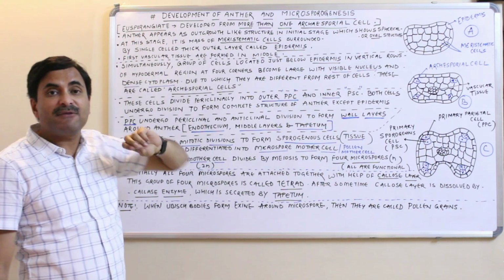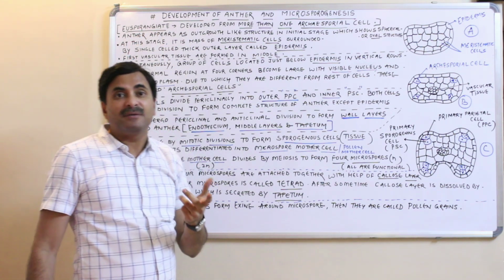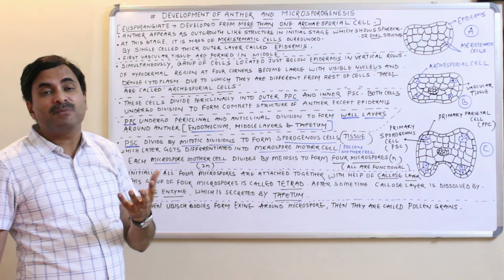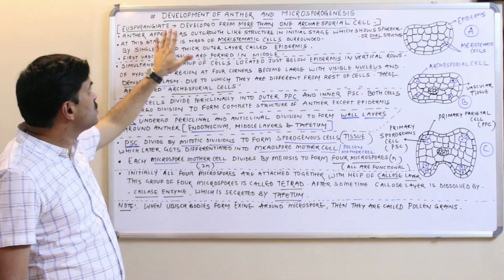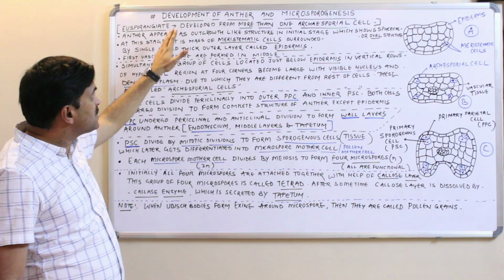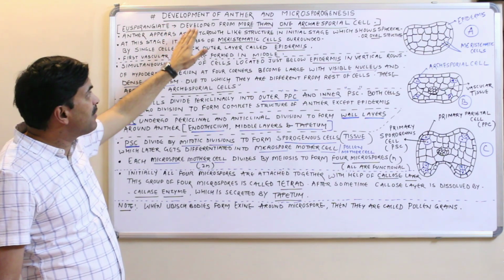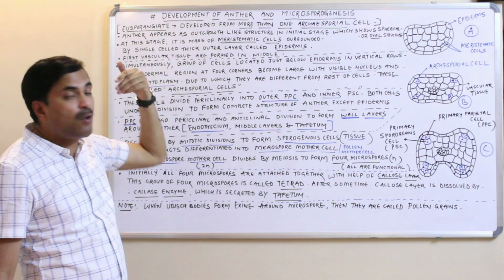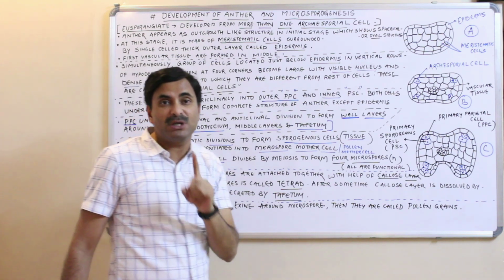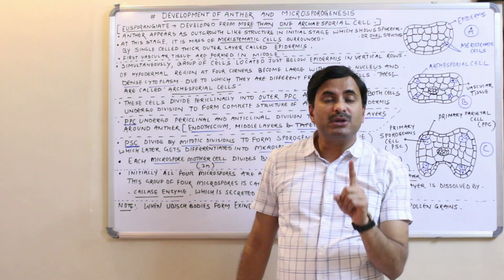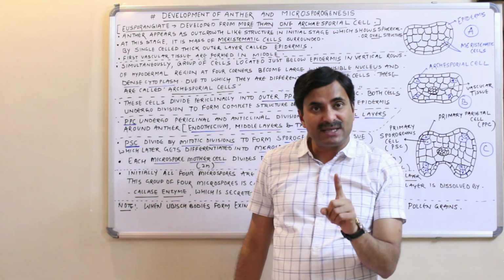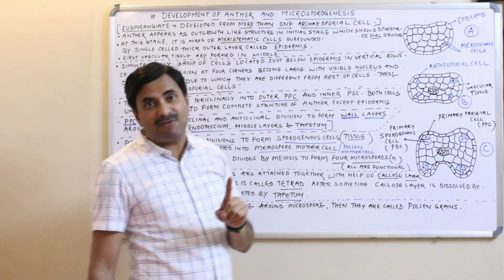Now very first you must know that the development of the anther in the advanced angiosperm is of eusporangiate type. Say, if I talk about the capsella, which is a typical angiosperm, then in capsella the development of anther is eusporangiate type. What is eusporangiate type of development? Development of the anther from more than one archisporial cell is called eusporangiate development.